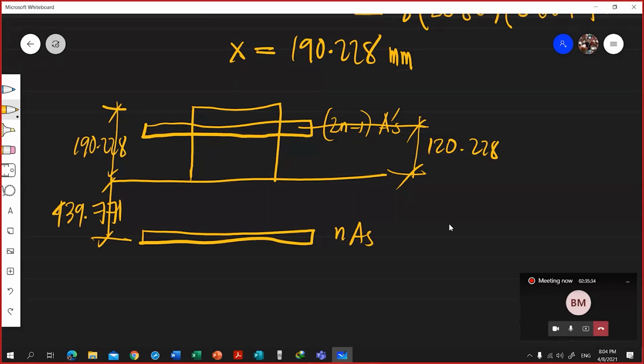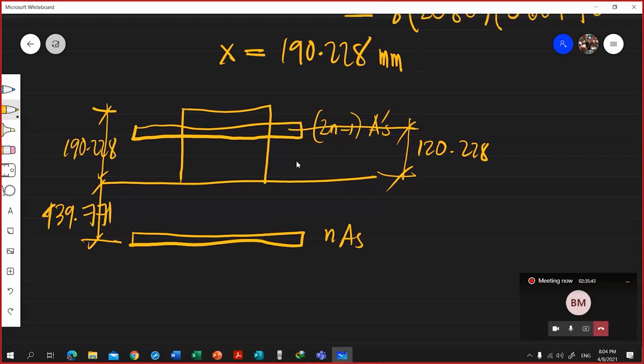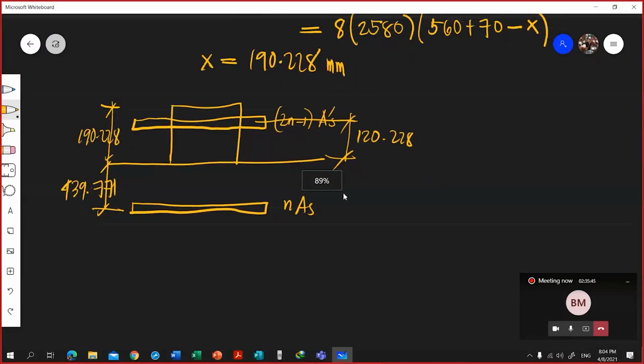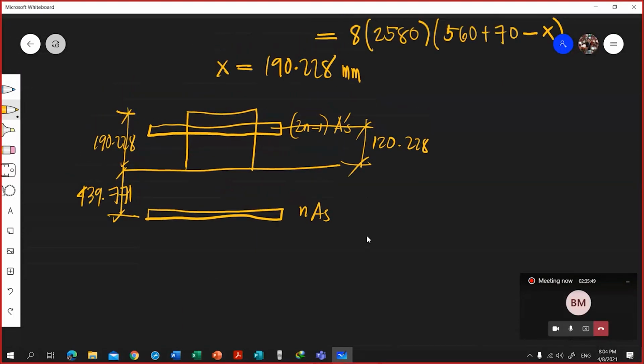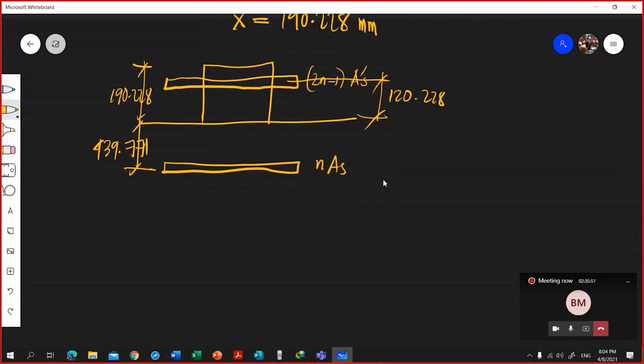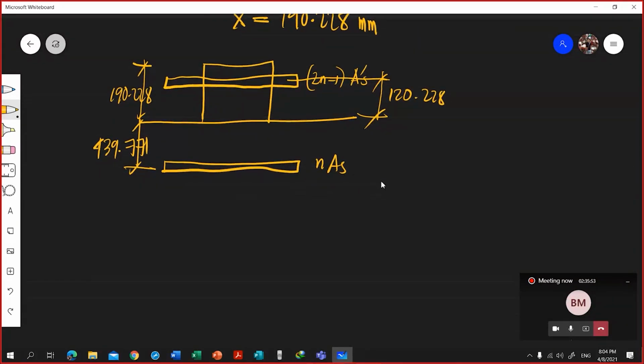Do you understand these distances? Yes, sir. Okay, nice. We need to know those distances because we will now solve for the value of the moment of inertia of the cracked section, ICR, with respect, of course, to the neutral axis.